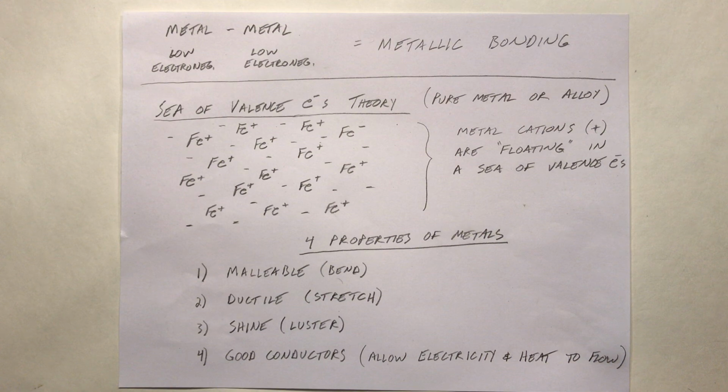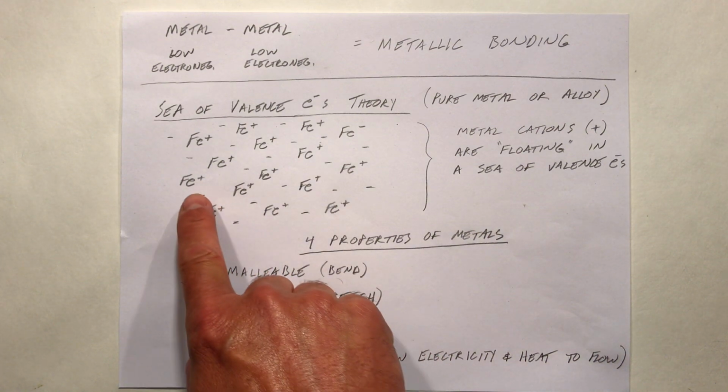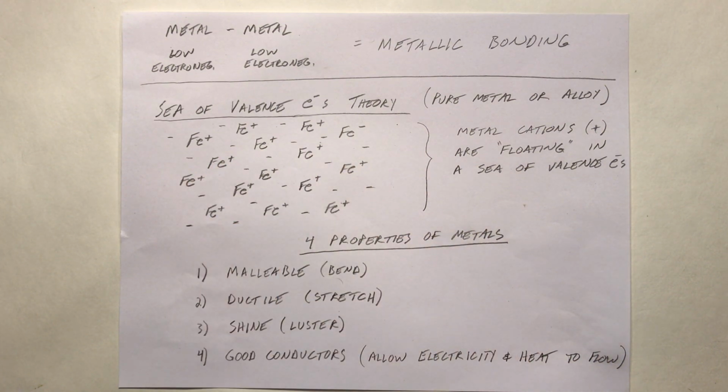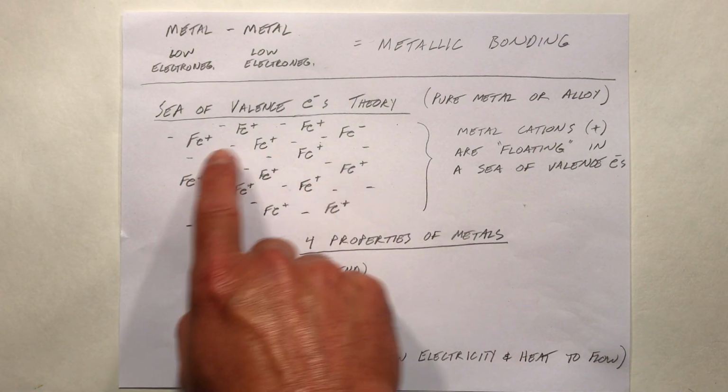Let's consider a pure metal. Let's say that we have iron atoms combining with other iron atoms. Because they're metal atoms, they have low attraction for bonding electrons, low electronegativity, and their valence electrons pass easily back and forth between the atoms.